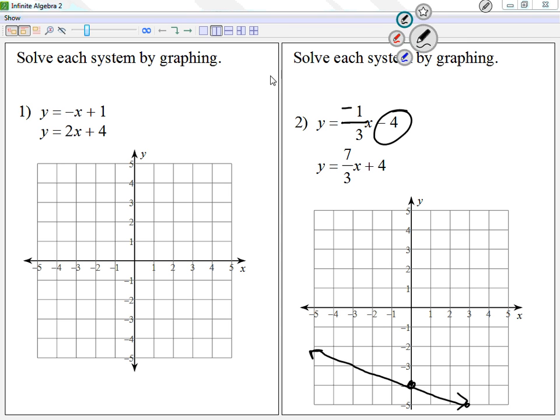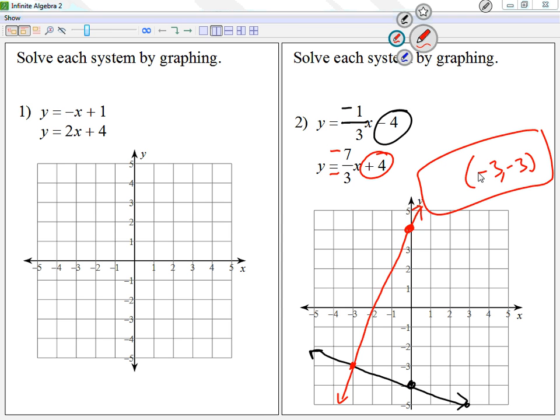The second line, I'm going to start at positive 4. The slope is 7 over 3, but I have no room to go up 7. So I'm going to go back and change both of the signs: negative 7, negative 3. So that means go down 7, 3 to the left. Let me go down 7, 3 to the left. I'm going to connect them. And once again, my solution is the point of intersection, which in this case is negative 3, negative 3.